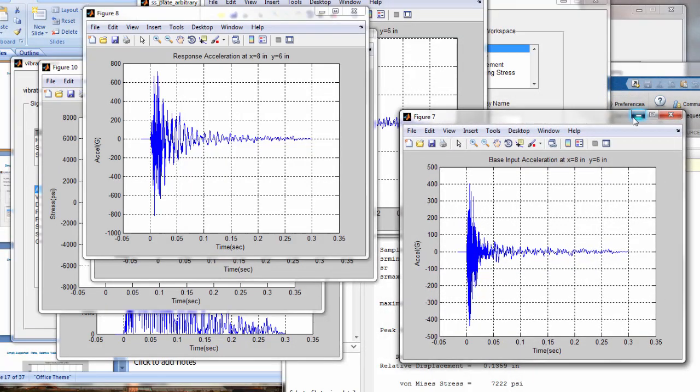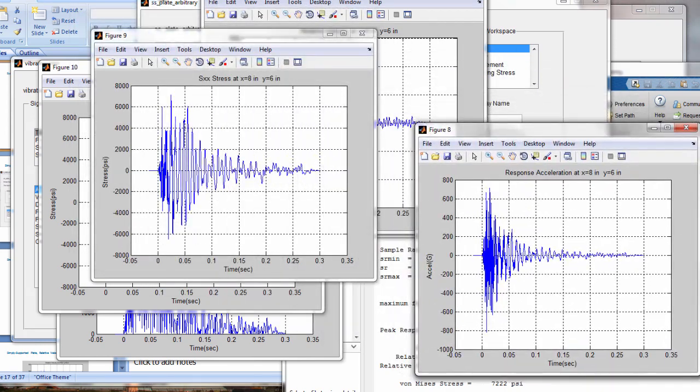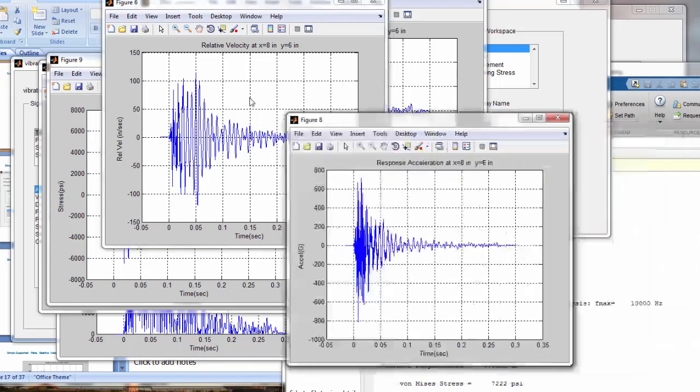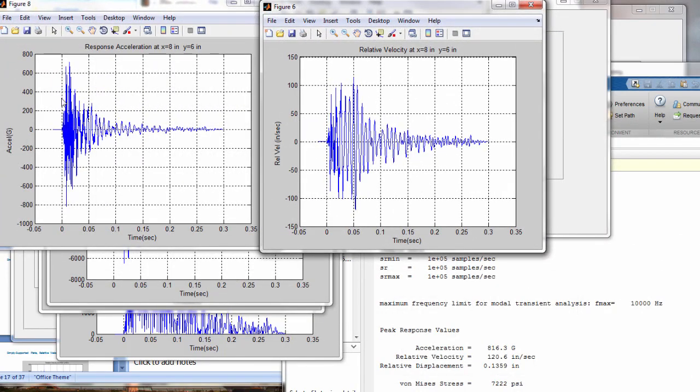So at the center of the plate, we get the response acceleration for all 16 modes. We have a whole bunch of other plots here. We have a relative velocity plot. So you can see that the higher modes play a stronger, or more prominent, role in the acceleration response than they do in the relative velocity response.